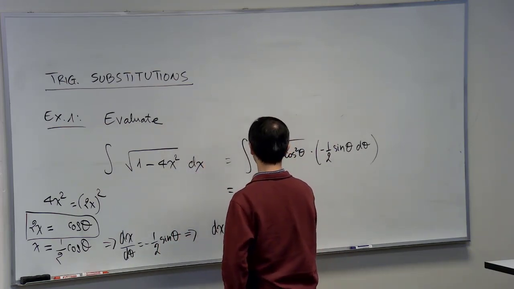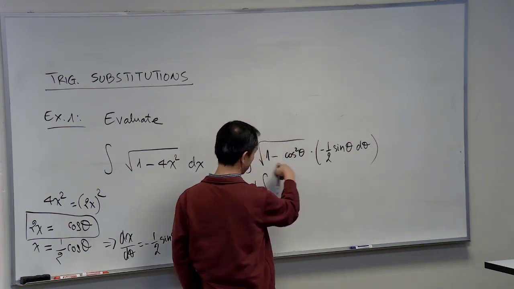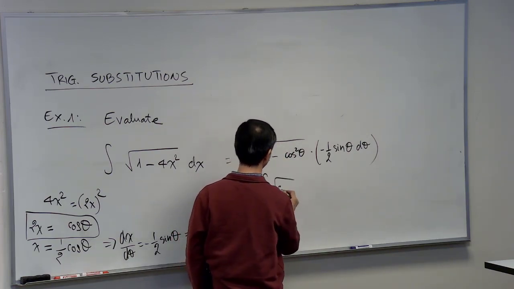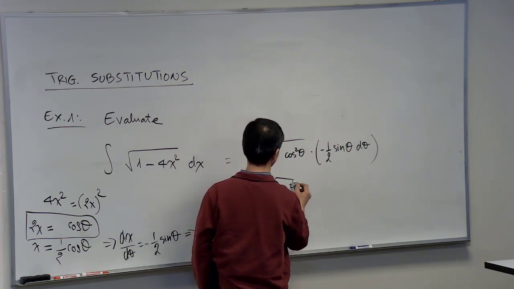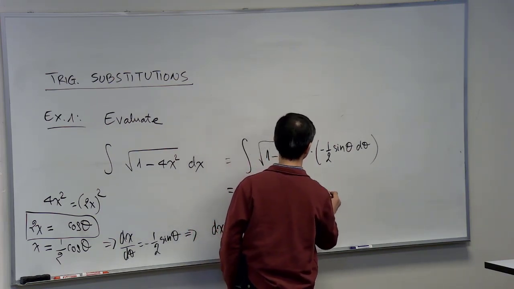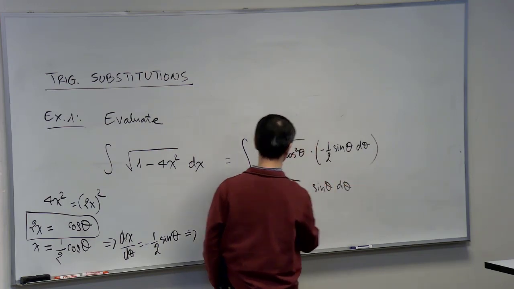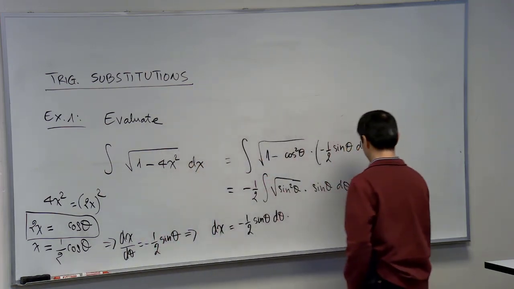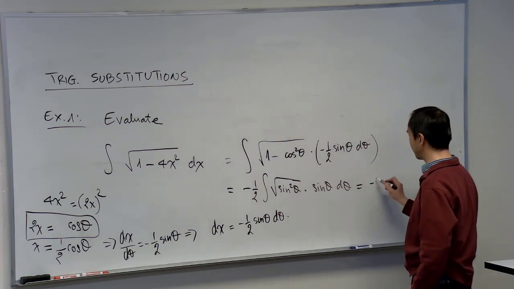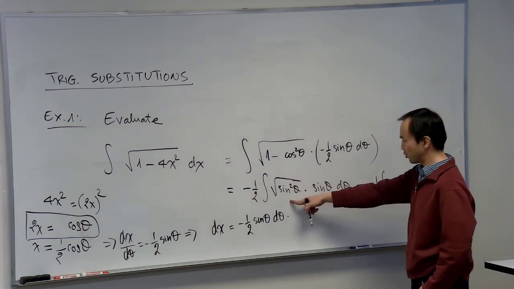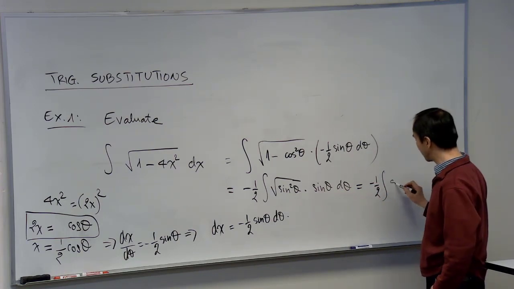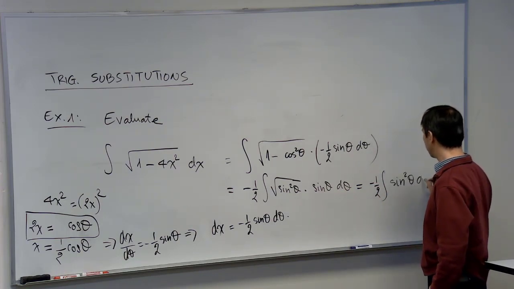So negative 1/2. Then the inside of the square root here is sine squared, so the square root of sine squared theta times sine theta d theta, and I already pulled that negative 1/2 in front. One more algebra step: the square root of sine squared is simply sine theta, and sine theta times sine theta altogether gives us sine squared theta d theta.